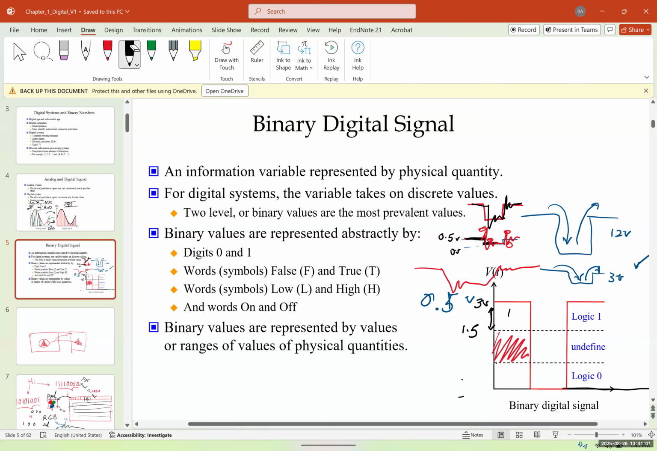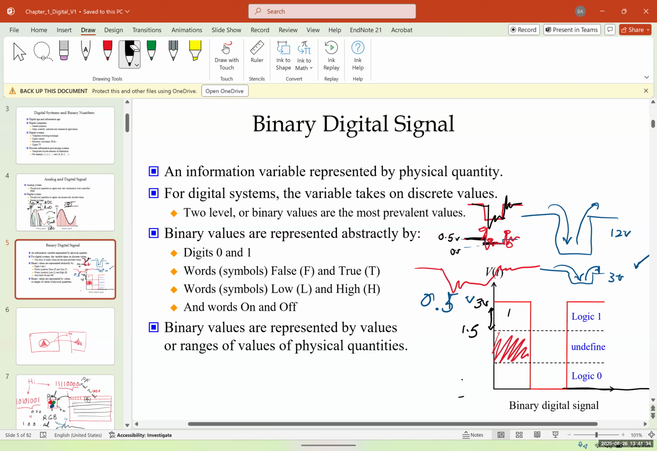So a binary digital signal is an information variable represented by physical quantities, discrete quantities. For a digital system, the variable takes on discrete values. Two-level or binary values are the most prevalent. The binary values are represented abstractly by digits 0 and 1, words like false and true, words like low and high, and on and off.